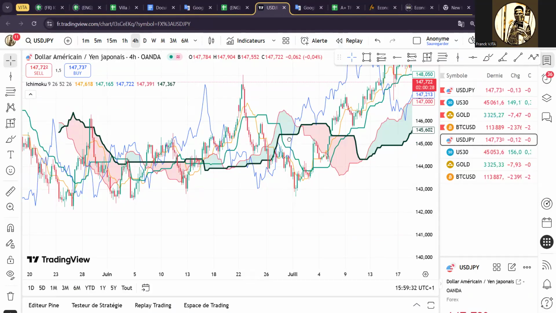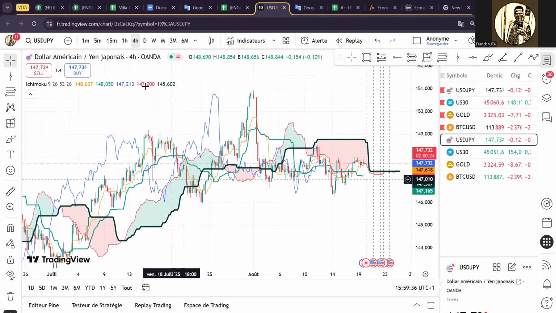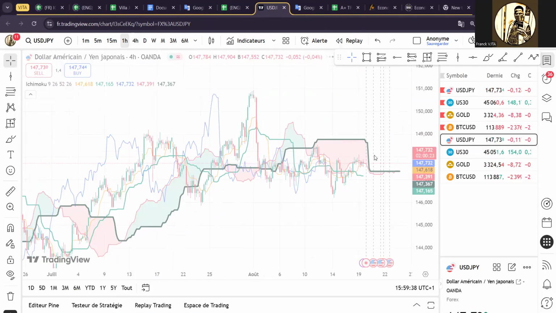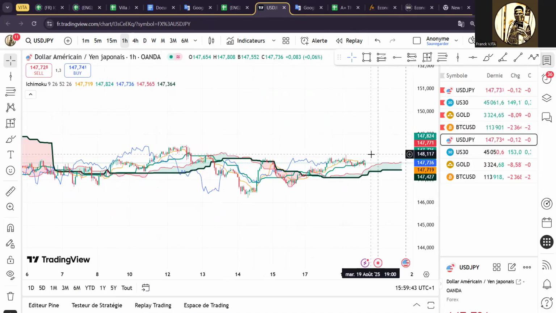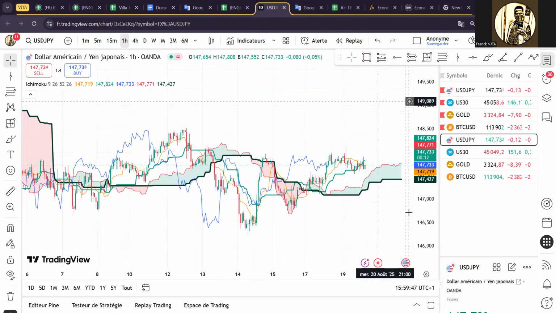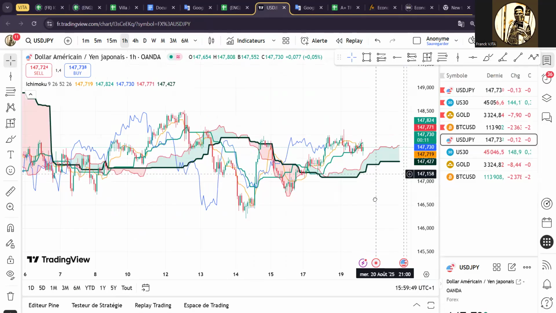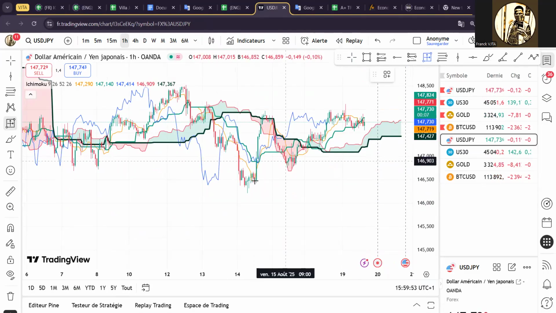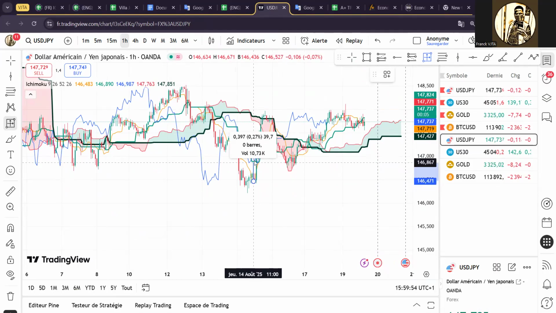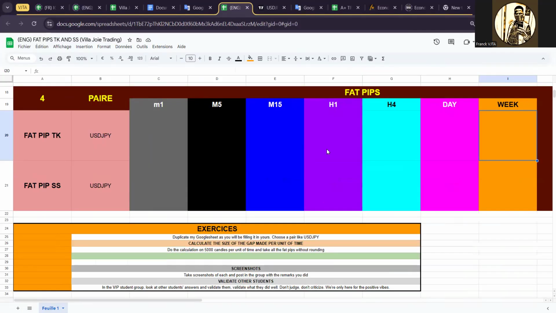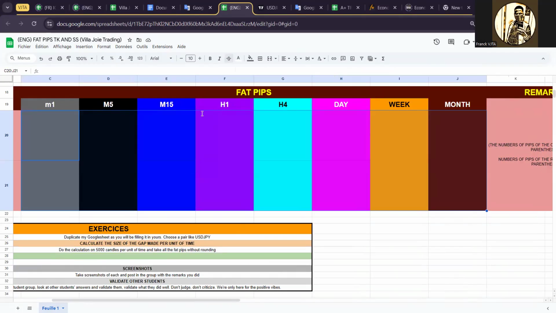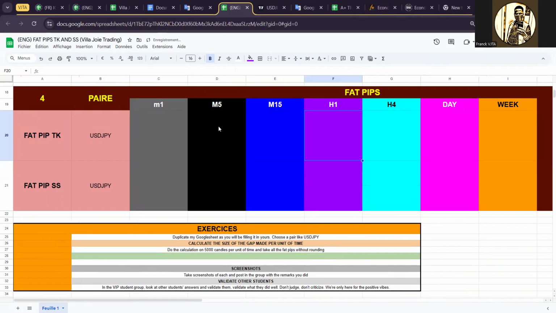So we are inside the USDJPY. Let us do 1 hour Tenkan. So for example, let us start just right here. This number of pips is 43. That created the reversal, right? So I will come here, I will just make it bold like this. I'll write 43.